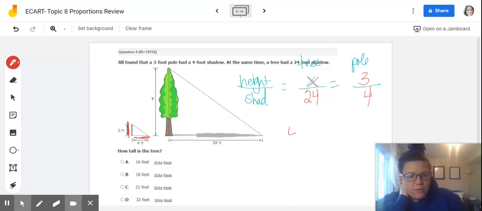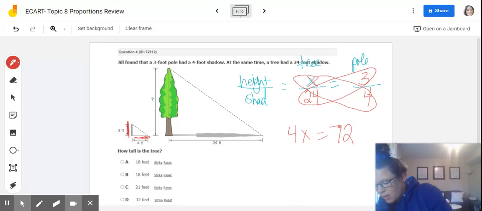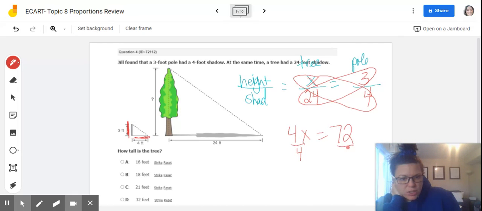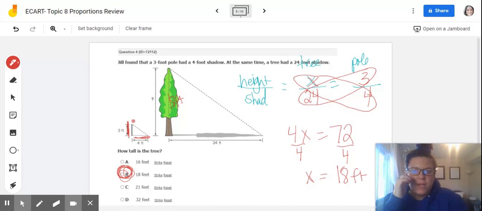So cross multiply 4 times x and 3 times 24, 72, I believe. And then I divide both sides by 4 because that's the opposite of multiplication. You always divide by the number that's in front of the x. And 72 divided by 4 is 18. So this tree is 18 feet tall given the length of the shadow and the height and the shadow of the pole.